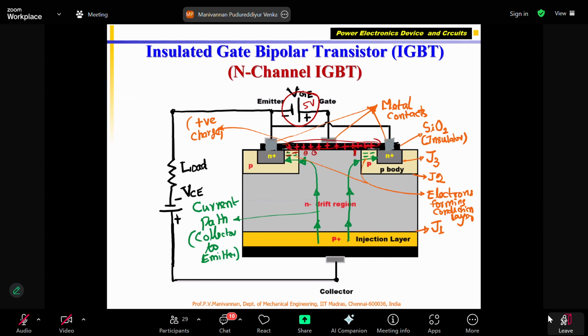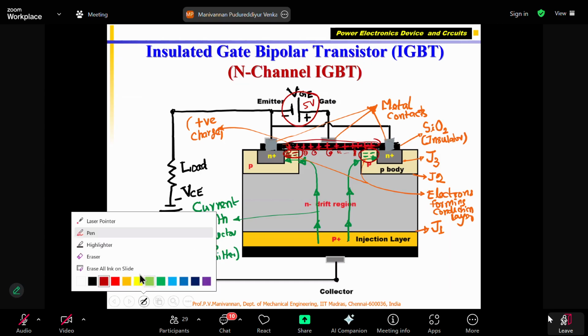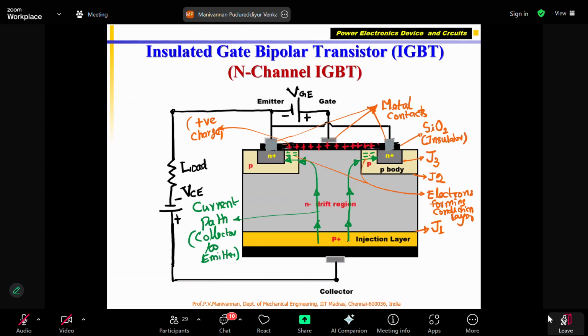You can see here I put negative charges, which are available inside. Right? So they form a conducting layer. So this part makes a conducting path. Correct? Conducting path is done. Let me clear, you will understand. So that means this is a conducting path created between the drift region and the N plus region.